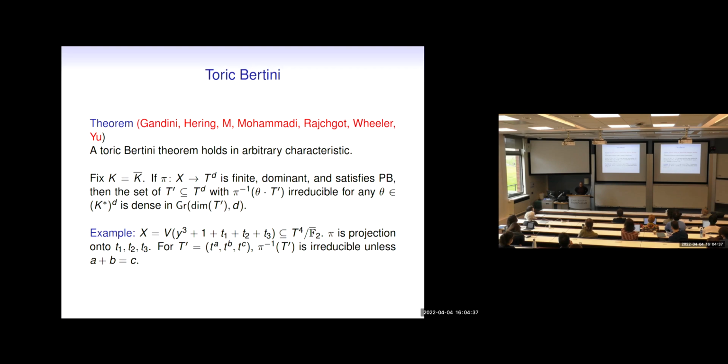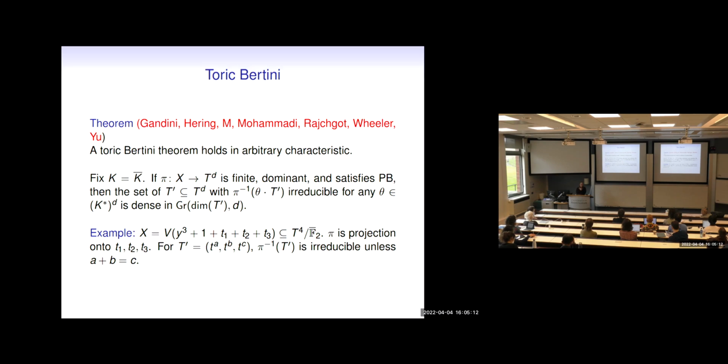So we think about this hypersurface, y cubed plus 1 plus t1 plus t2 plus t3. I want to think of it in a 4-dimensional torus over F2 bar, and pi is just the projection onto the t coordinates. So I'm claiming that for T' being the 1-dimensional torus, T' is t^a, t^b, t^c, that the pre-image is irreducible unless a plus b equals c. Okay. So what do I mean by the density?